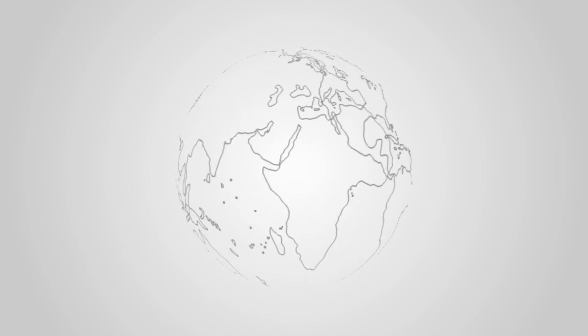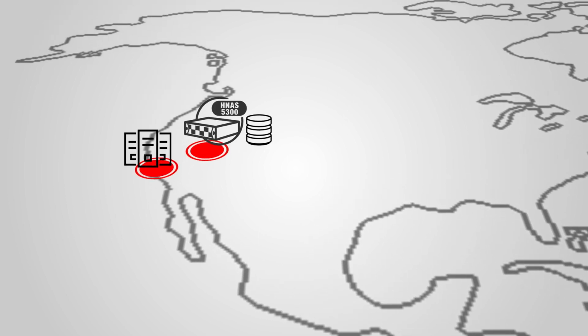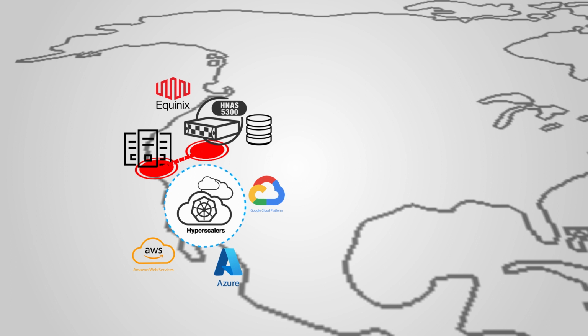The environment used for this implementation includes an HNAS 5300 cluster. The hardware was in a near-cloud colocation data center managed by Equinix. This environment consists of two domains: a near-cloud Equinix colocation data center located in San Jose, California, and several hyperscaler cloud environments including AWS, Azure, and GCP, hosted in Northern California.